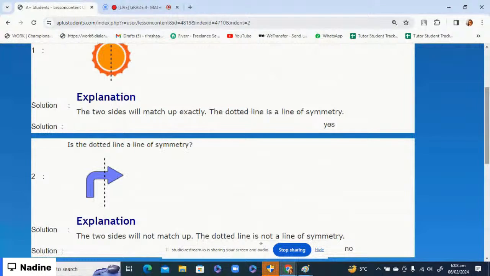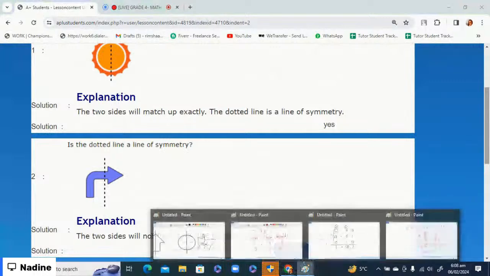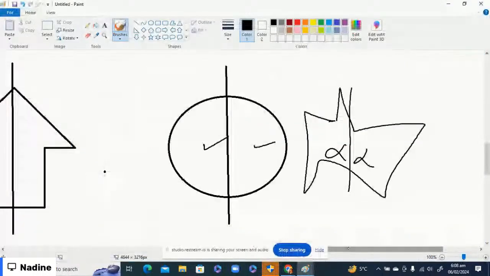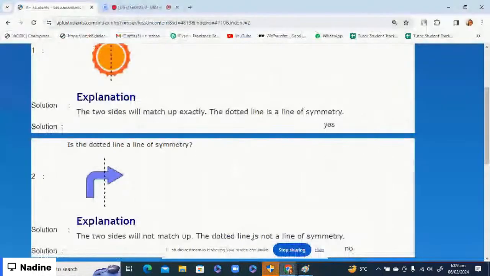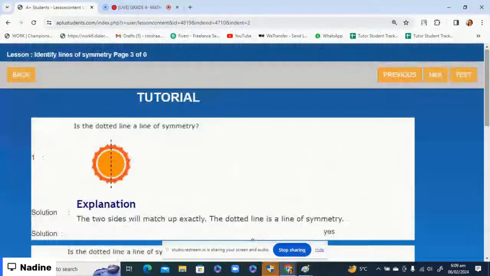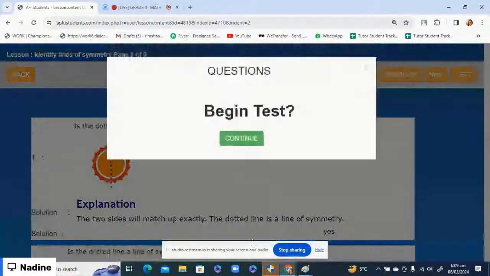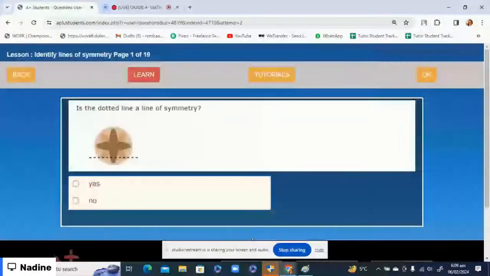No, it's not a line of symmetry, because this is the arrow as we already drew it. This arrow has a line of symmetry. But if the arrow shape is another shape, then we can say that this is not a line of symmetry. Okay, so that's it. This is the lesson related to that one. Now let's do some test questions for that.